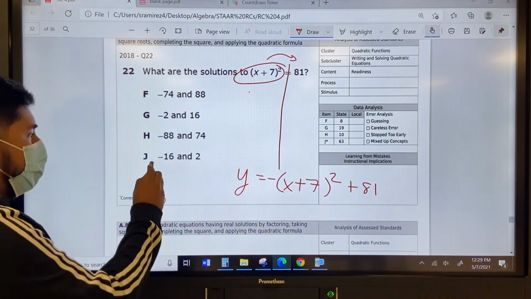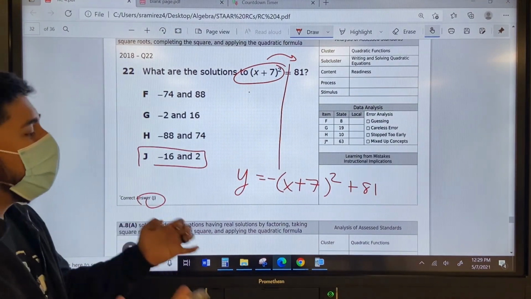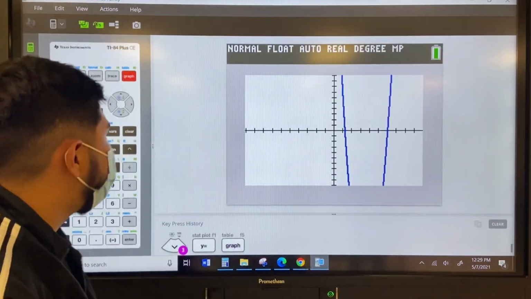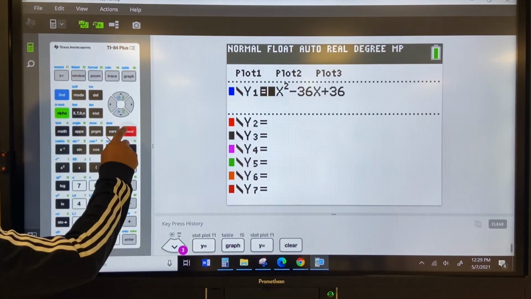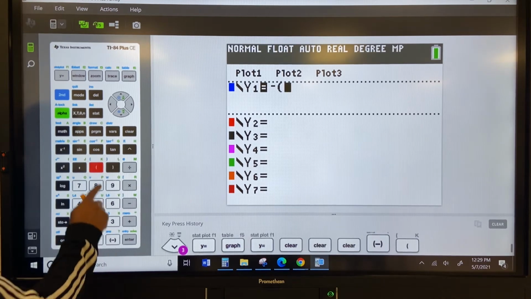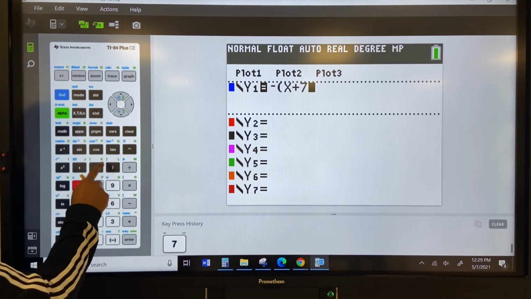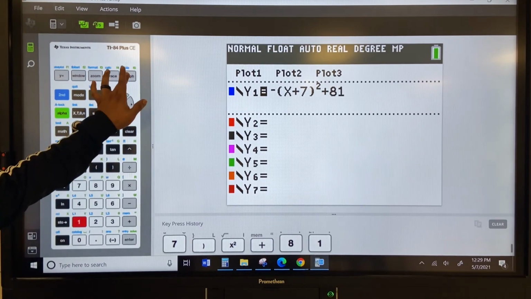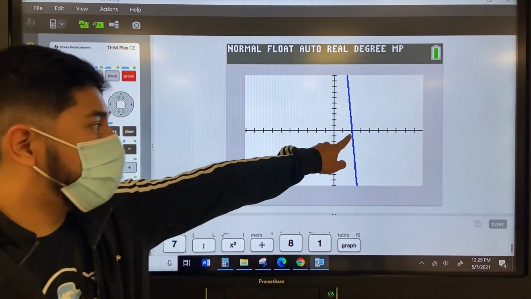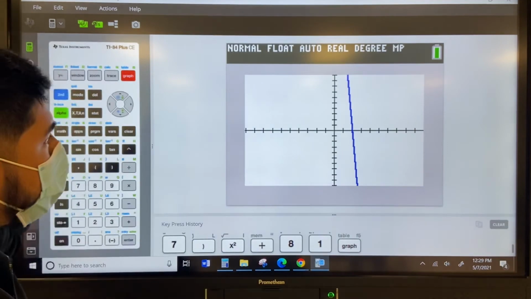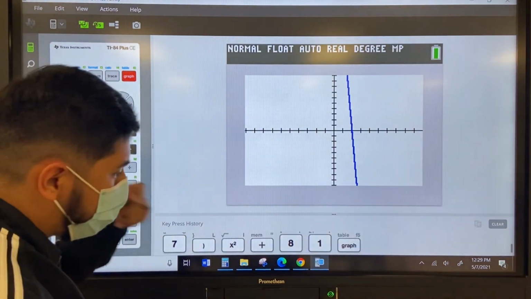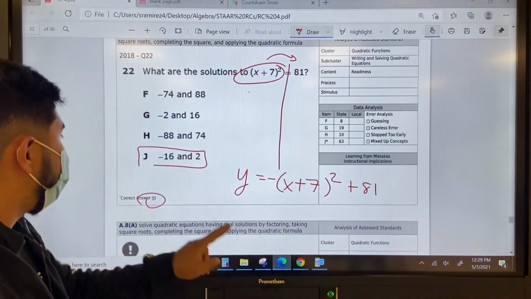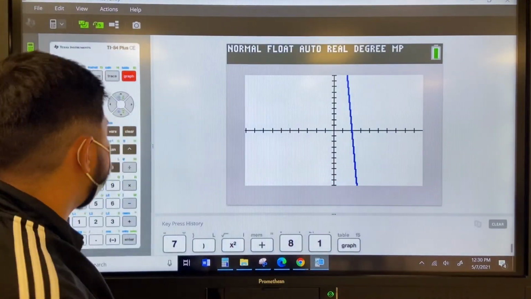The answer says negative 16 and 2. Let's double check. Y equals negative (x plus 7) squared plus 81. We graph it. So 2 is right there. Let's check negative 16, right? Because it said negative 16. So let's zoom out a little bit.